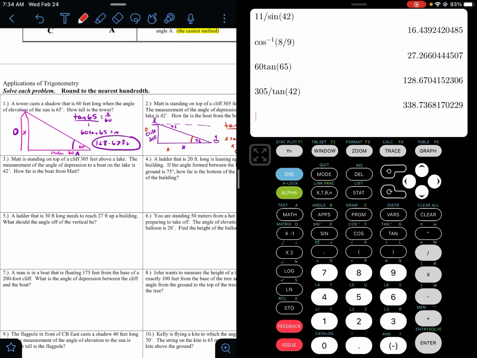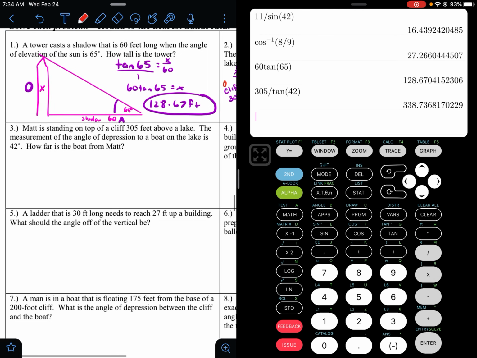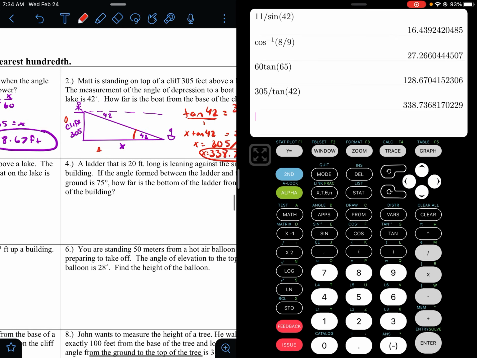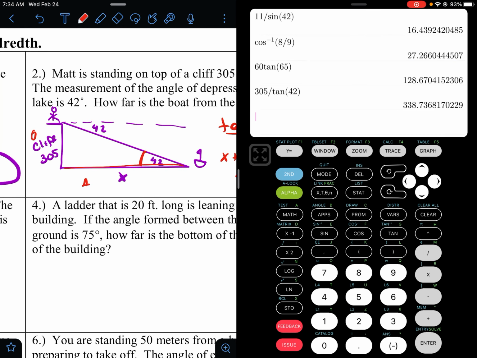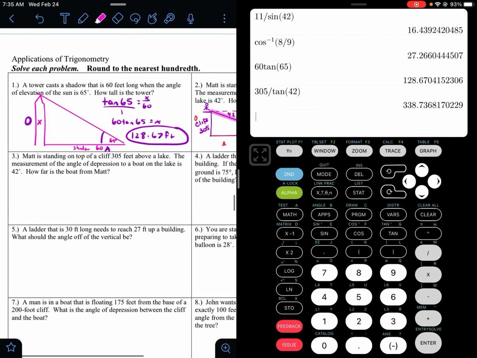All right. Let's go ahead. Ooh, okay, well, this is good because I was anticipating the next question. It says Matt is standing at the top of the cliff, 300 feet above the lake. The measurement of the angle of depression is 42. How far is the boat from Matt? So remember how I mentioned when they said base of the cliff, our x went here? Well, the boat from Matt is actually this distance, right? So now our x needs to go with our hypotenuse.